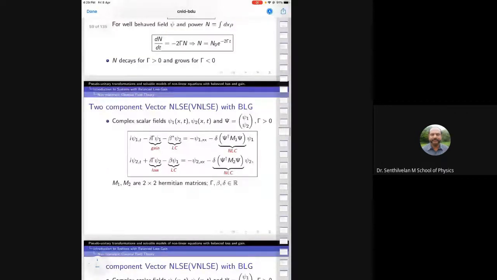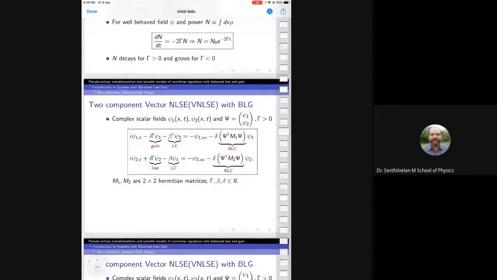Now, how do you consider balanced loss and gain with the nonlinear Schrödinger equation? Again, just as in the case of a mechanical system, we take a copy. That means if one field is receiving energy, then there should be some field which is losing energy. That was the idea of the Bateman model and its subsequent developments. You can see that this is the gain term and this is the loss term. I have also introduced linear coupling. There are two fields, psi 1 and psi 2, where psi 1 is coupled to psi 2 and psi 2 is coupled to psi 1. This is the standard dispersion term.